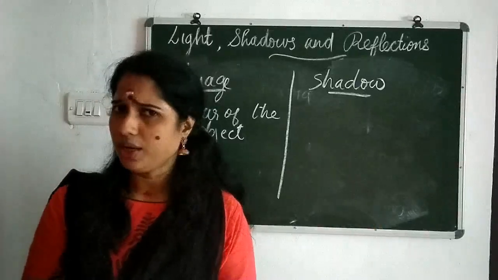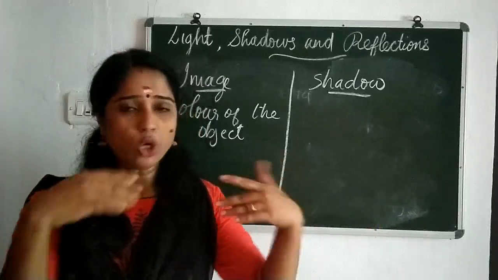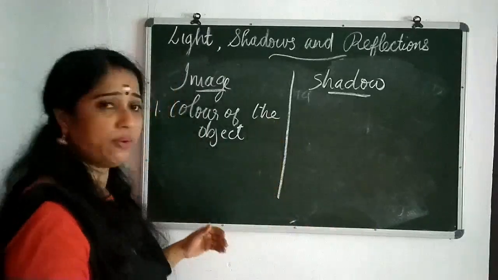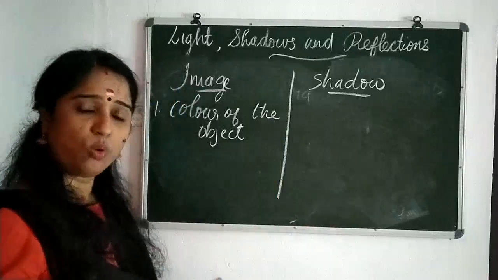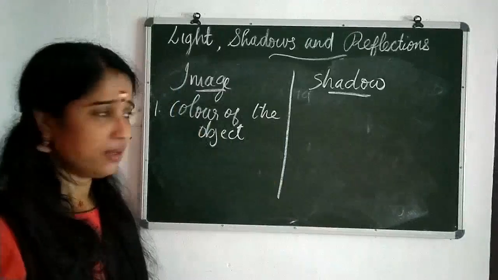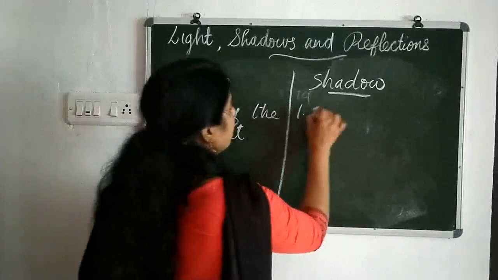Am I right? Do you agree with me? Yes, the color of the object doesn't change when an image is formed. Then when we take the photo, it's also an image. You know what happened? Our dress color, nothing is changing. Then what about the shadow? Dark.